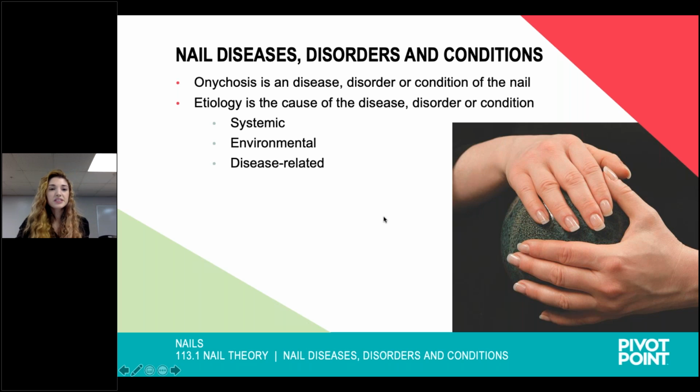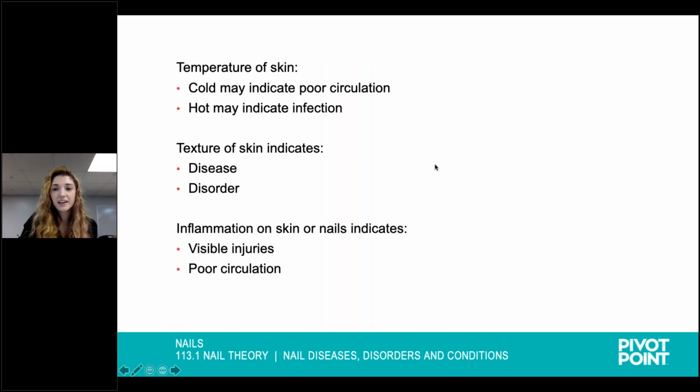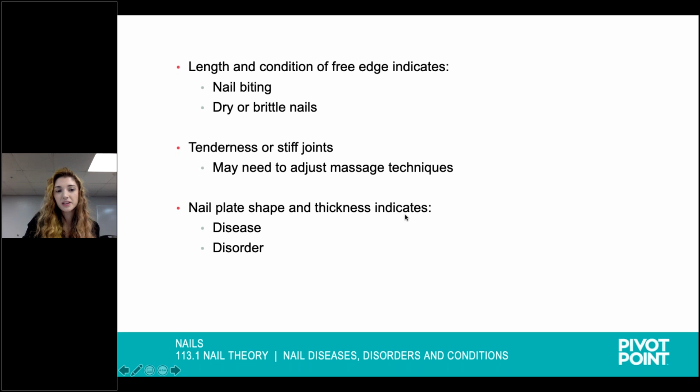All right, so the temperature of the skin. If your skin is cold and you're noticing signs of infection, that's due to poor circulation. That's also scary. You have to go to the hospital. Hot may indicate that you have a raging infection in there, but at least you do have circulation going. The texture of your skin could change depending on which disease or disorder you have. And then inflammation on skin or nails indicates visible injuries and poor circulation. All right, so let's look at a couple of those. Length and condition, tenderness or stiff joints, nail plate shape and thickness, all of these things could be signs.